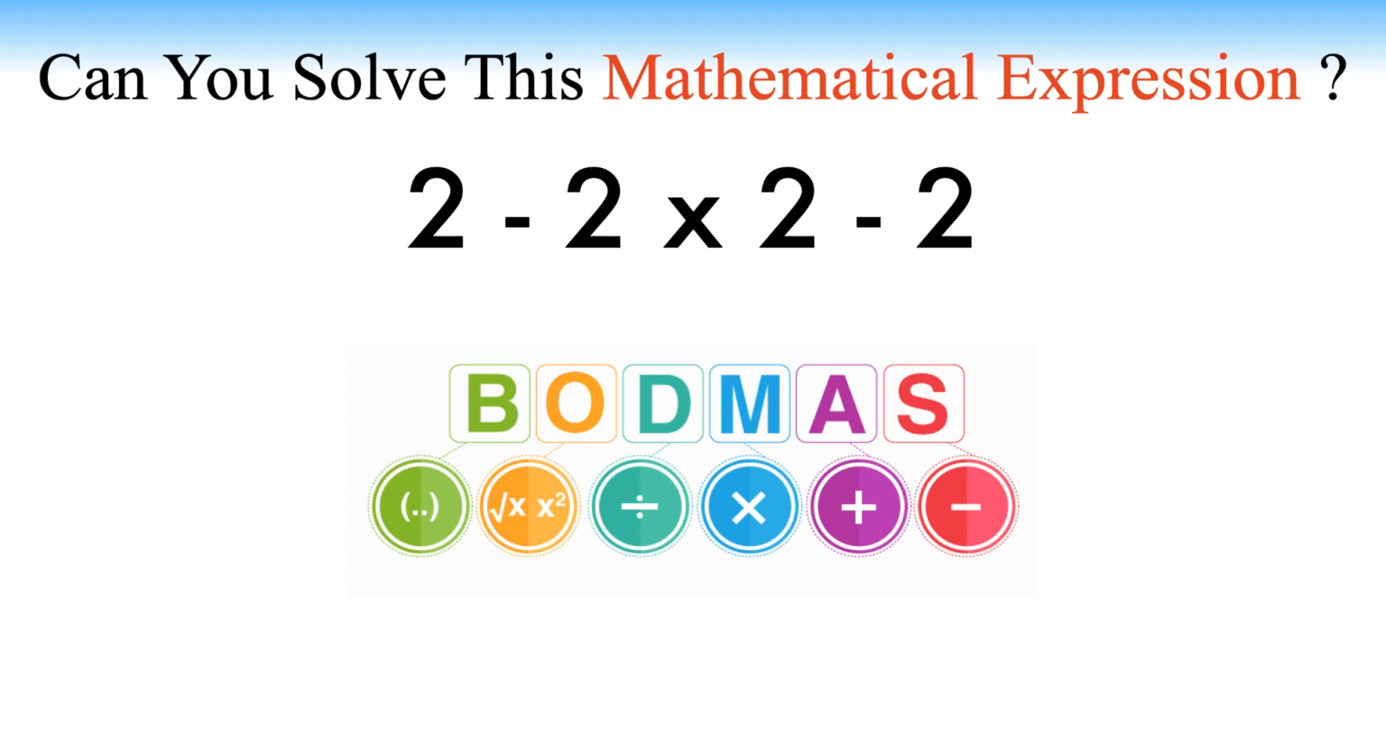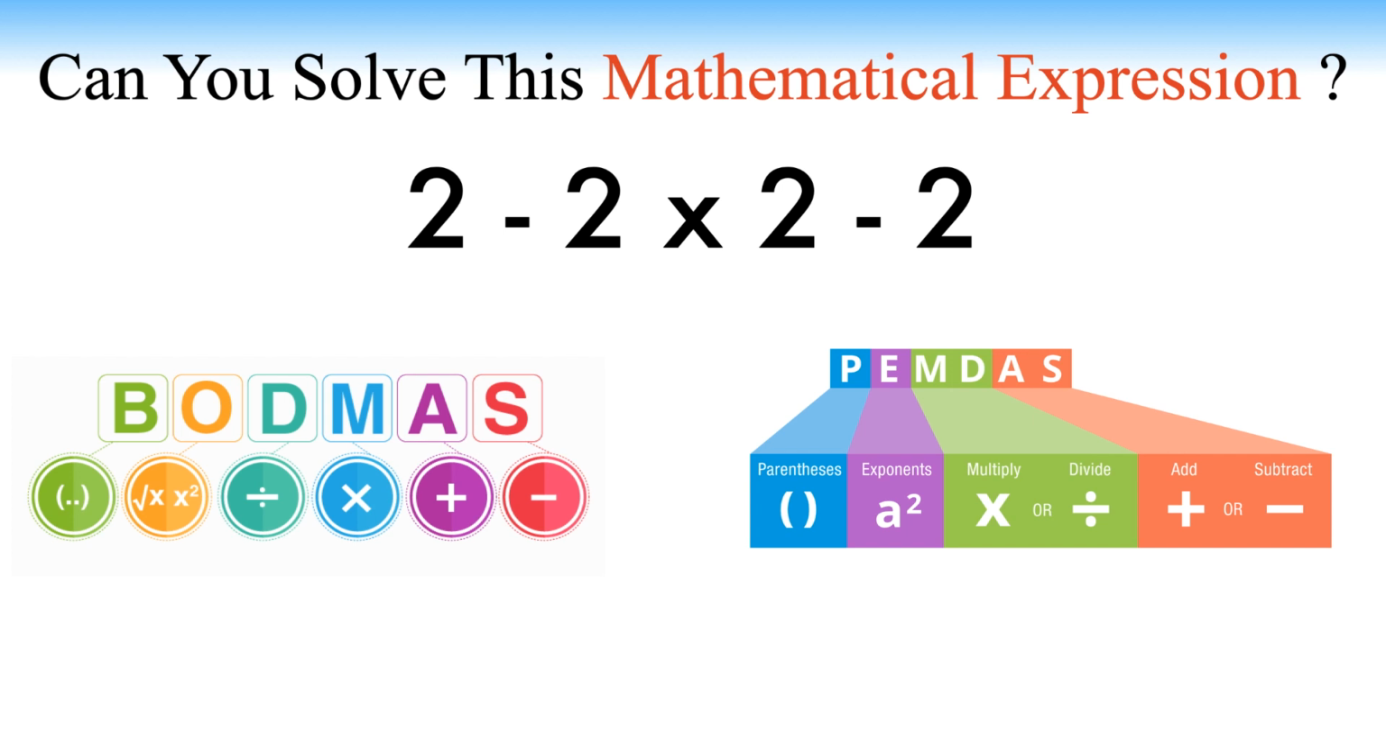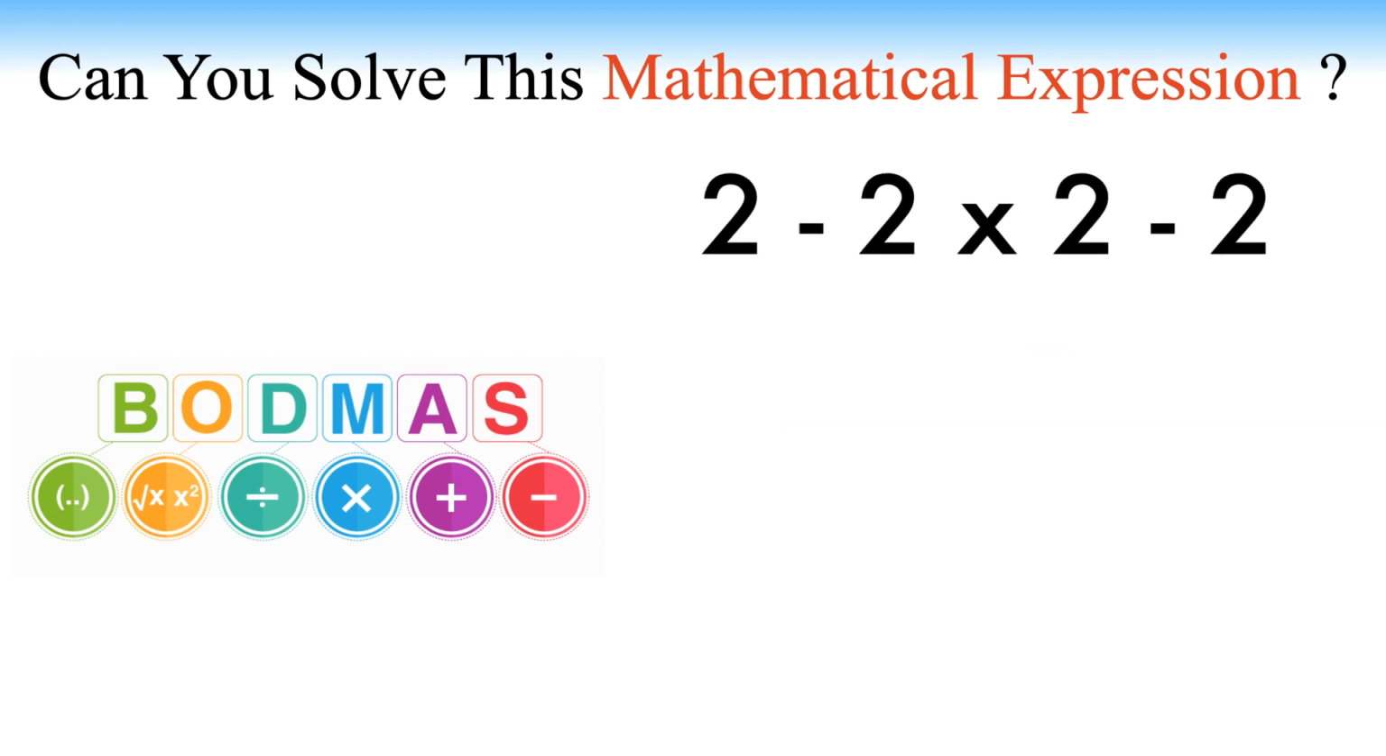Hence, in any equation, brackets have the highest preference and you should first solve the brackets, followed by of, which is for exponents, followed by division, multiplication, addition and subtraction. Remember, addition and subtraction have equal preference. In some places, this BODMAS is termed as PEDMAS, which is short for parenthesis, exponents, division, multiplication, addition and subtraction. So let's solve the expression now by using these rules.